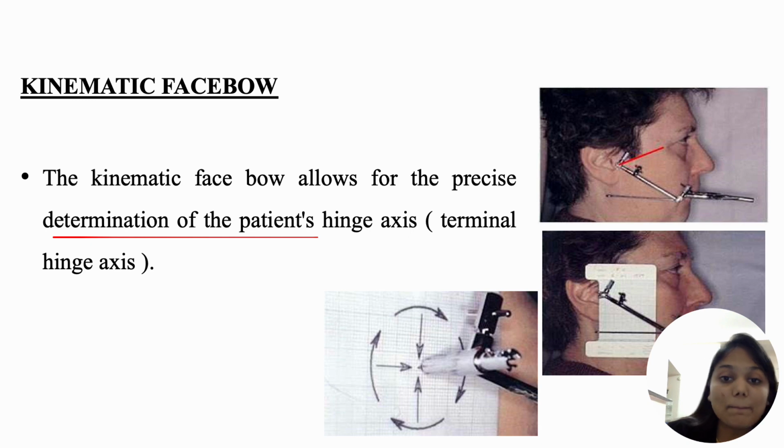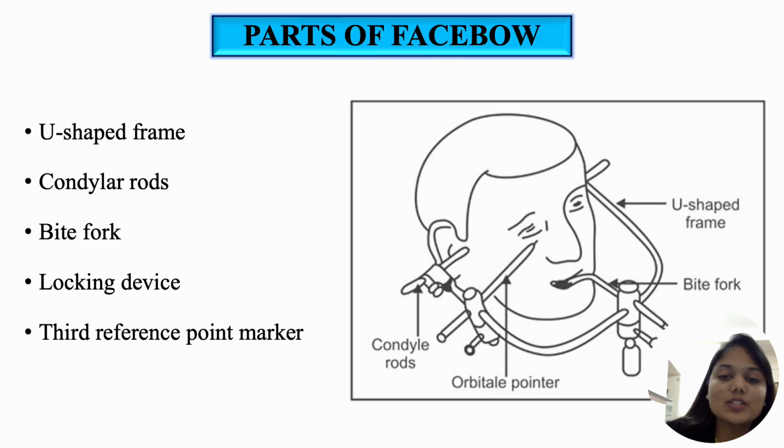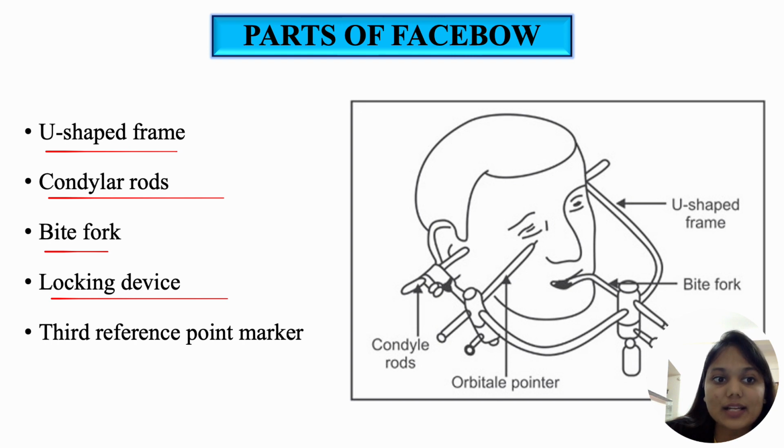Now let's see the parts of the face bow. Here we have the parts, that is a U-shaped frame, condylar rods, bite fork, locking device, and a third reference point marker. So now here, this is a U-shaped frame. This is the condylar rods, this is the orbital pointer, this is the bite fork to which the occlusal rim has been attached, and this is the locking device.